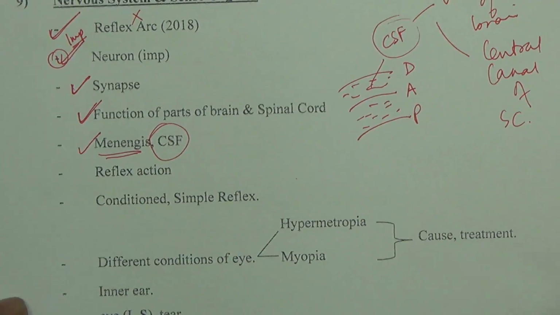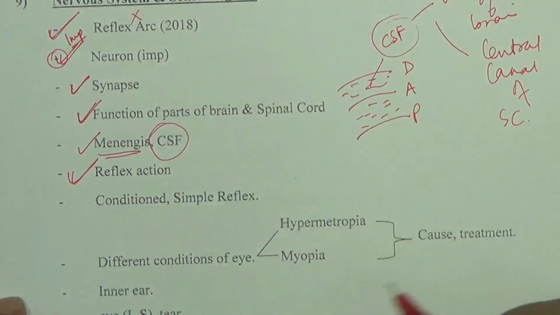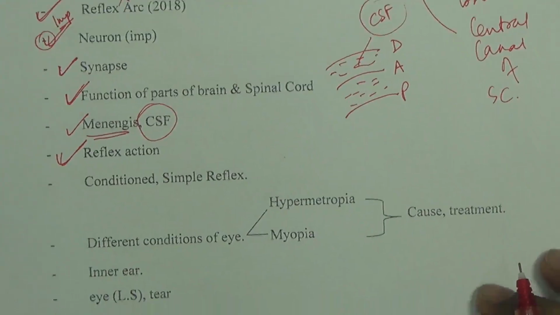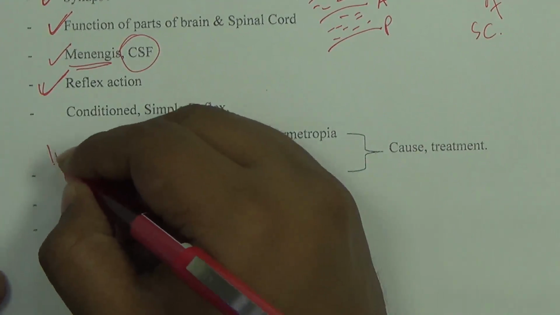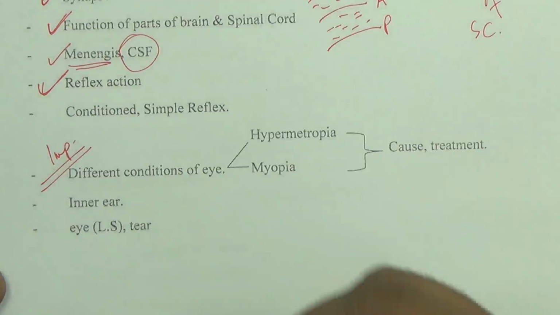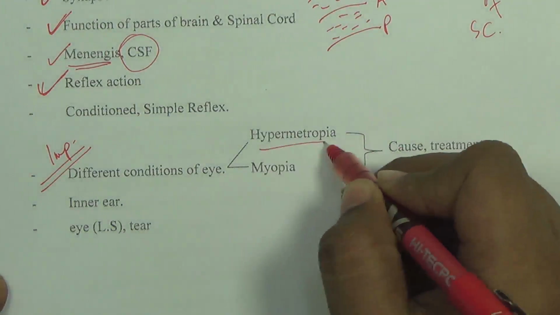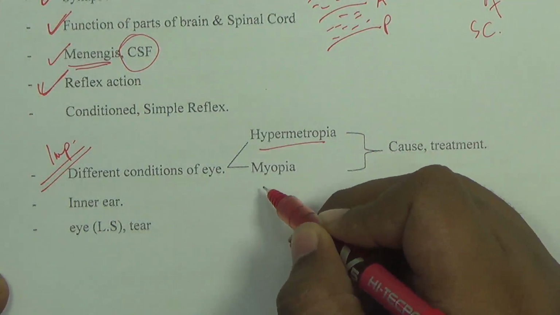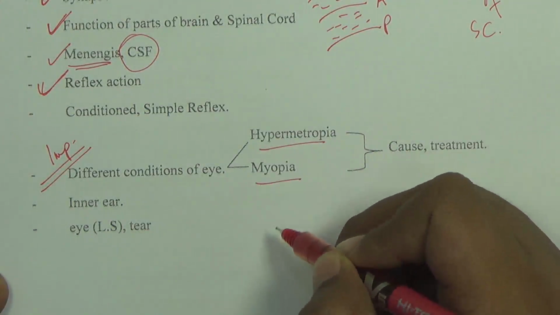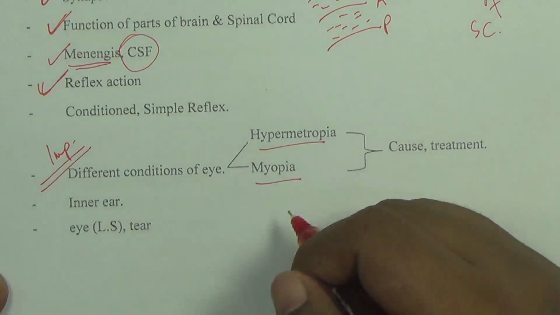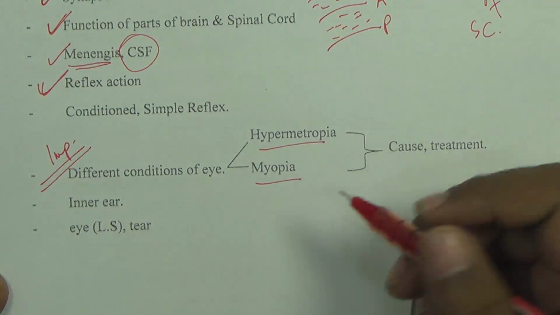Next, we have reflex action. Now reflex action is important: the definition of reflex action, the 2 types of reflex action. Next, this diagram again comes. If you look into your 10 years' papers, you will see several diagrams of the eye. They might give you an eye with hypermetropia, they might give you an eye with a condition called myopia, and you might be asked to identify the defect. What defect is this? So your first question will be to identify the defect.